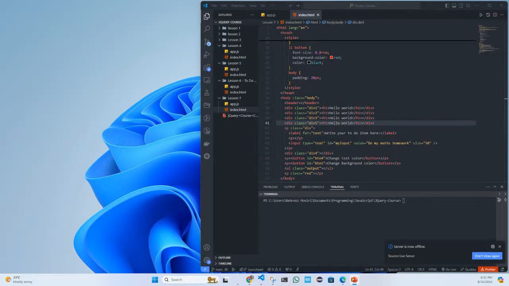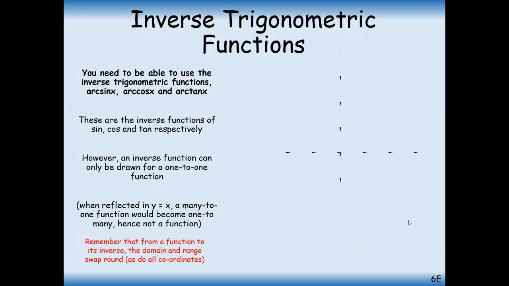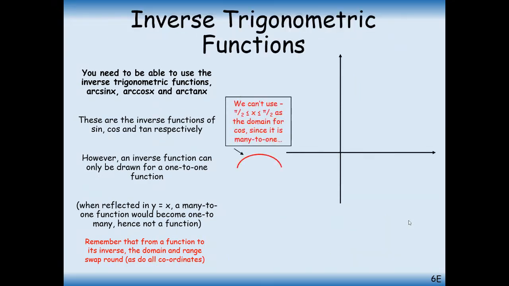Otherwise, we'll have that repeated in the y values. Okay, so the domain of the arcsine is between -1 and 1, and its range is between negative pi over 2 and positive pi over 2. Basically, the domain of the original function is now the range, and the range of the original function is now the domain. So let's look at the arccos function.